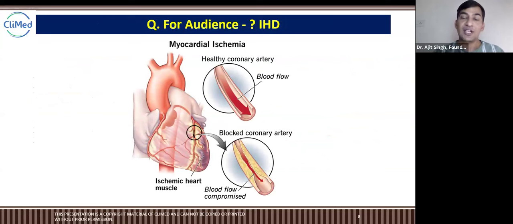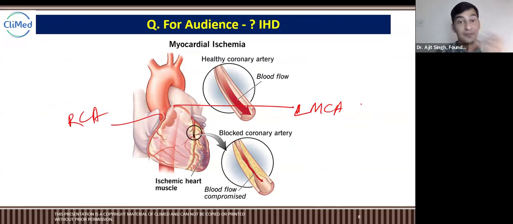Now, IHD. IHD is nothing but ischemic heart disease. As you can see, this is the normal heart. These are the normal coronary arteries. This is RCA. This is LMCA. So what is LMCA, guys? Can someone tell me what is LMCA?